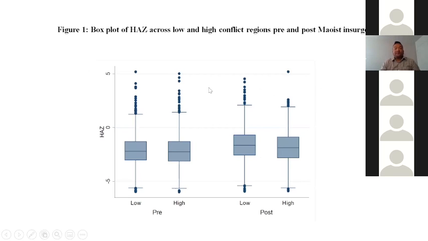So this is the box plot of HAZ, my dependent variable. Before the war, you can see that there is not much difference in the HAZ, but after the war, you can see that there is a slightly lower nutritional status of the children in the high conflict region.